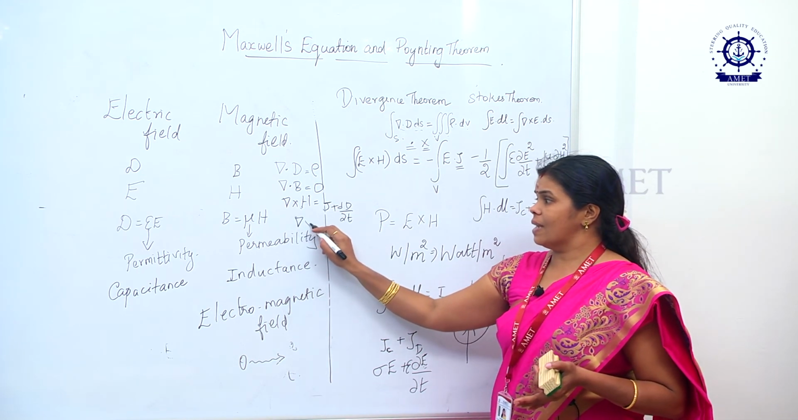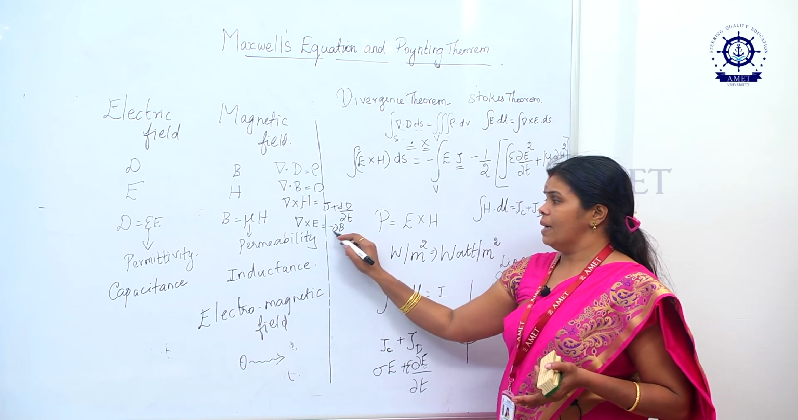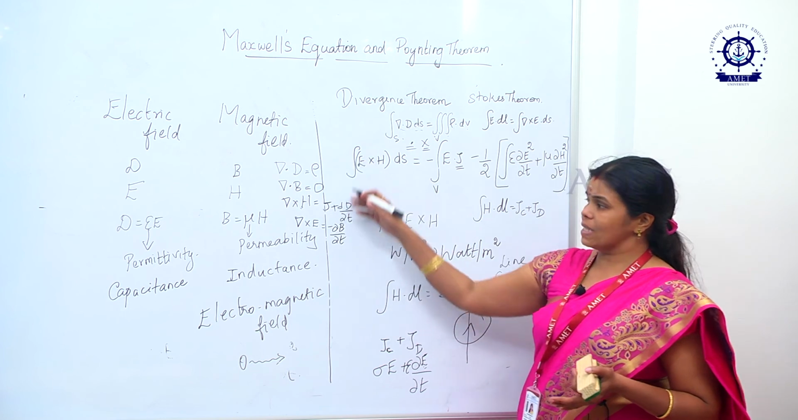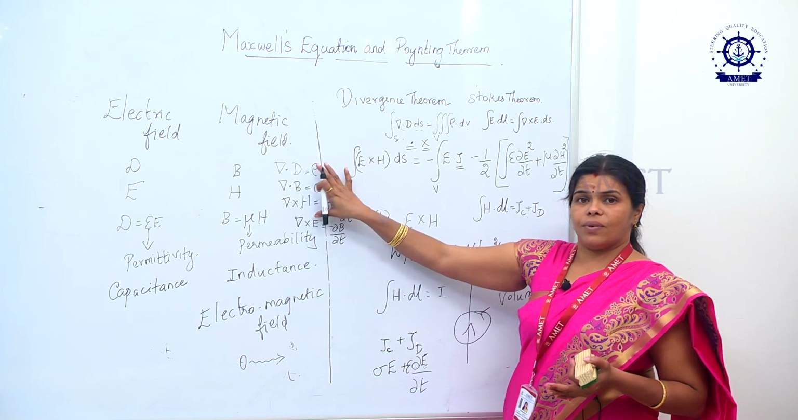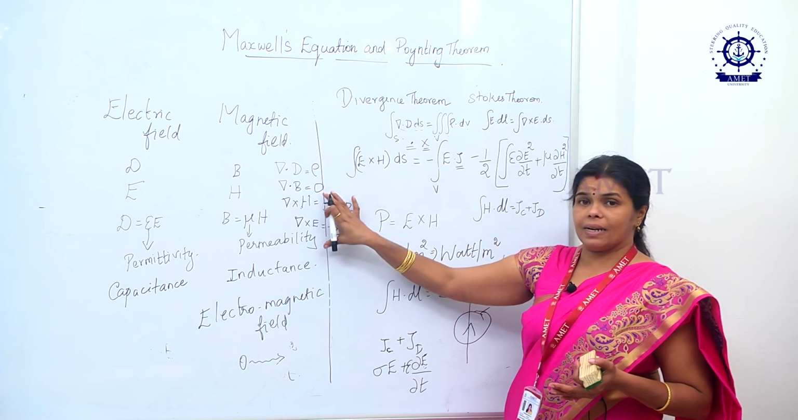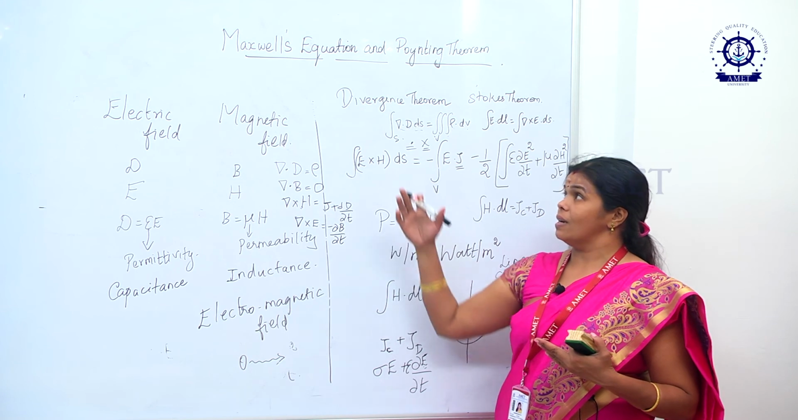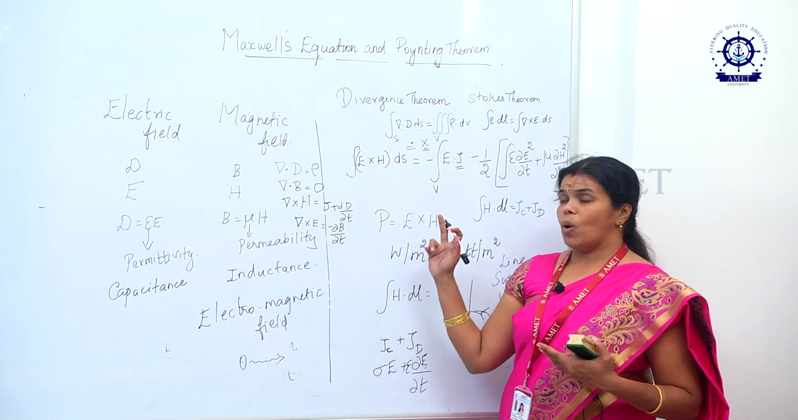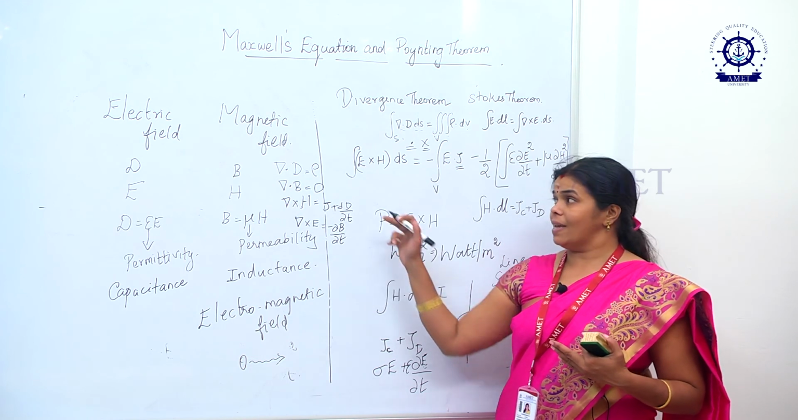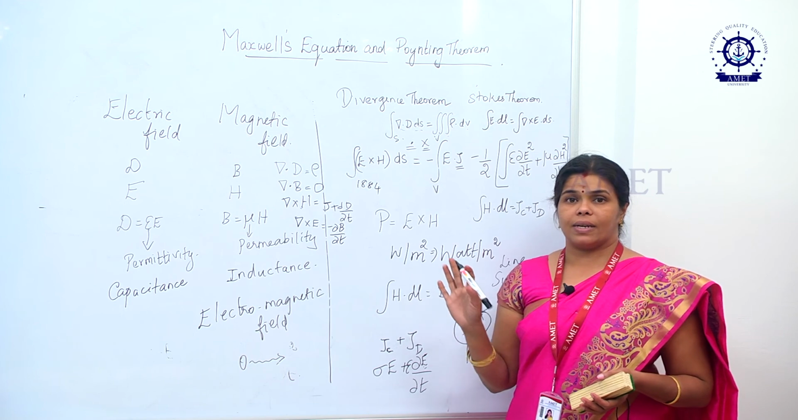Similarly, we have del cross E, which is equal to minus dou B divided by dou T, that is Maxwell's equation. So he separated the equations, two for the electric field and two for the magnetic field, and with those equations the Poynting theorem was derived by the scientist Poynting. In the year 1884 he derived the equation for the Poynting vector.